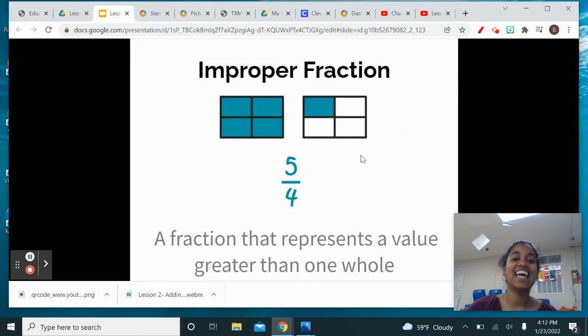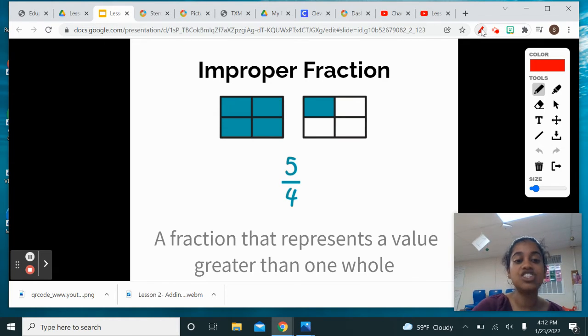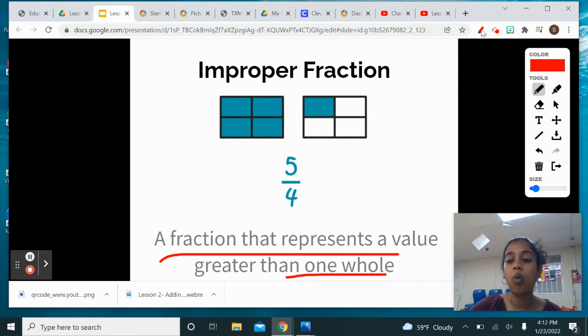All right, fantastic. Now let's go into what is an improper fraction. This is a new word for us. An improper fraction really simply is just a fraction that represents a value that is greater than 1 whole. So in this case over here, we have our improper fraction. Our denominator is telling us how many pieces our whole is being split into. So that's 4. We have our whole right here, and it's being split into 4 equal pieces. But I have 5/4. So I have 5 pieces.